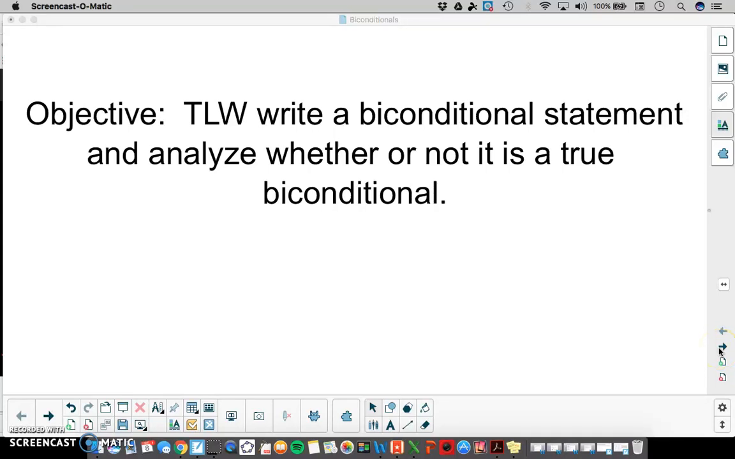In this video, the learner is going to be able to write a biconditional statement and analyze whether or not it will be a true biconditional.